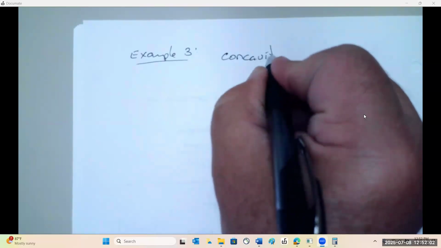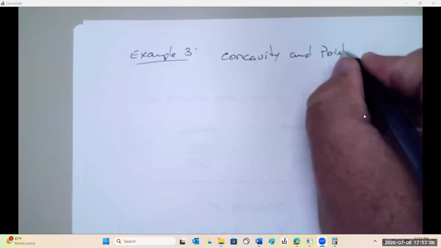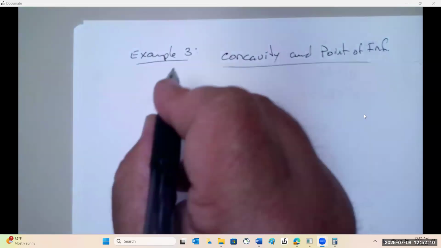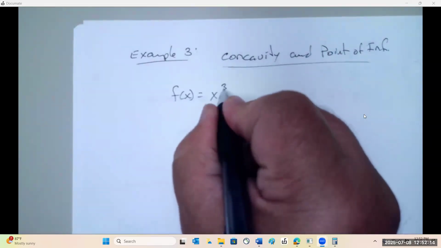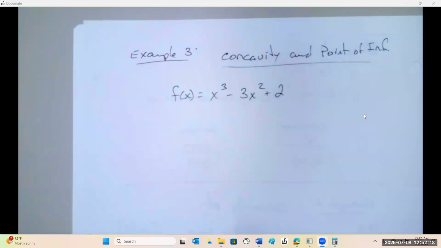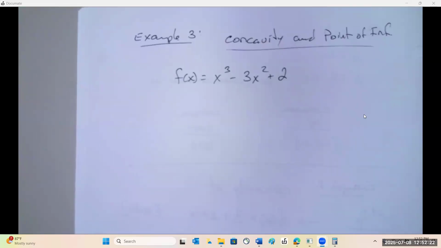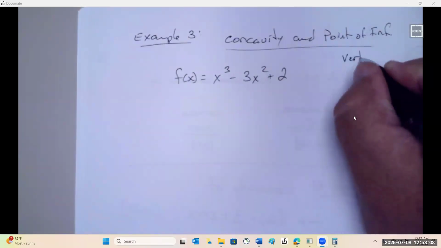Example 3. Determine the concavity and the point of inflection of this function, x cubed minus 3x squared plus 2. Actually, also tell me the vertices.